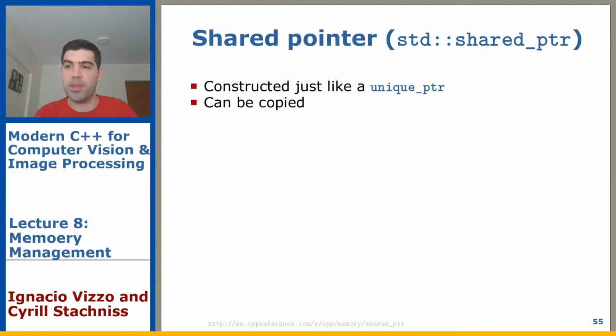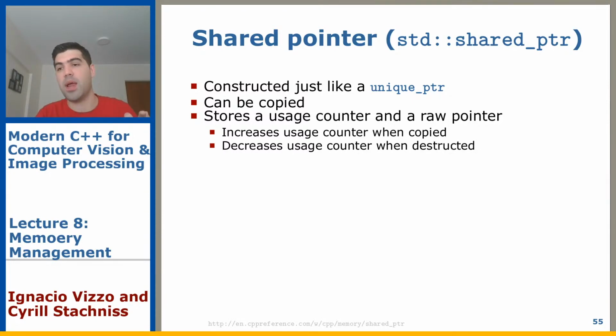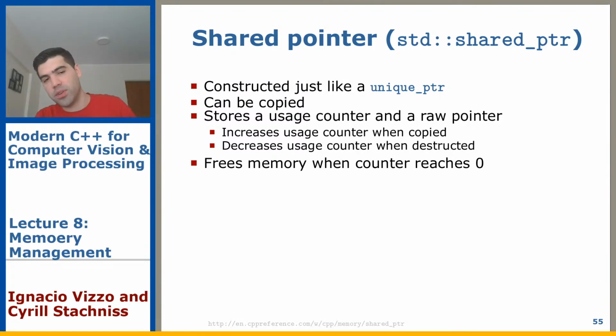This can be copied because it's a shared reference, so you can copy this. It stores a usage counter and a raw pointer. So inside the class, if you go to the implementation, you will see a raw pointer and a storage use. Every time you copy this shared pointer, the counter will increase by 1. And every time you destroy it, you will decrease by 1. After you are the last one on the list, you need to free the memory.